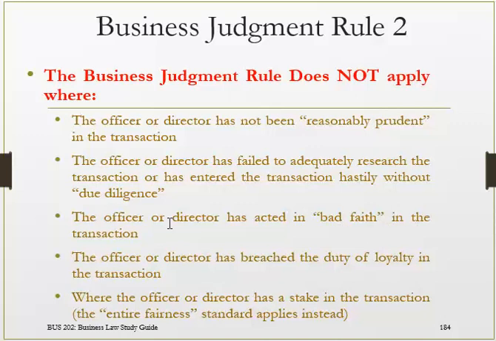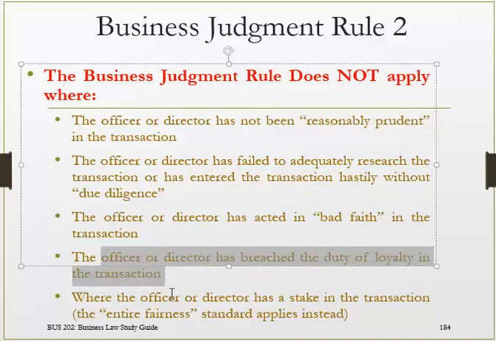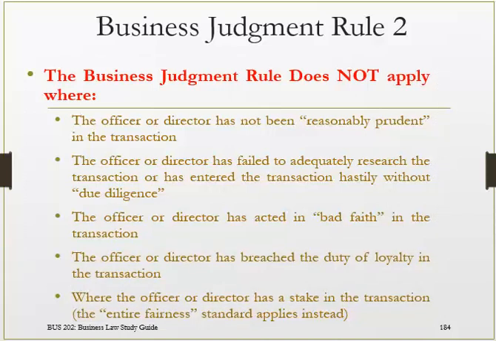It also doesn't apply when the officer or director acts in bad faith, in other words, knows it's a bad decision, or takes bribery or something to that effect. Certainly, the business judgment rule would not protect the officer or director. Nor does it apply if the officer or director has breached the duty of loyalty or has a stake in the transaction. Duty of loyalty, like we saw earlier, when you usurp a corporate opportunity, there's an opportunity that comes to your attention by virtue of the fact that you're an officer in the company and instead you take it for yourself, the business judgment rule doesn't protect you.